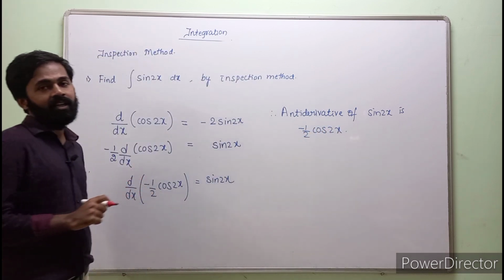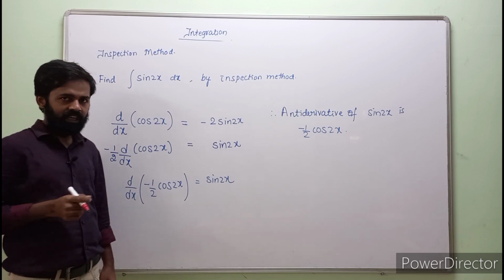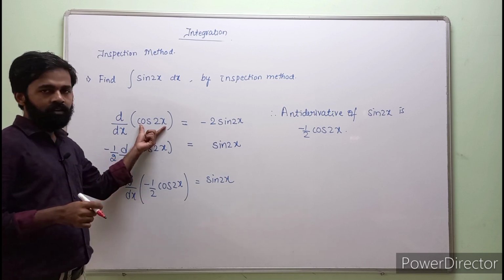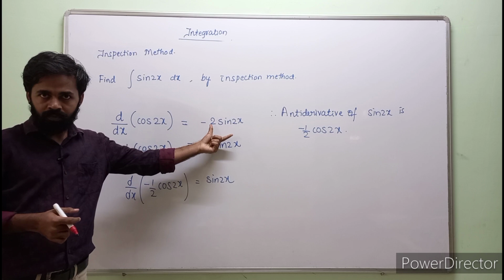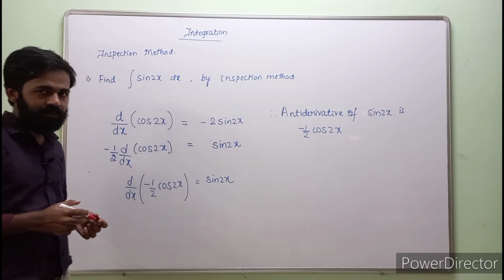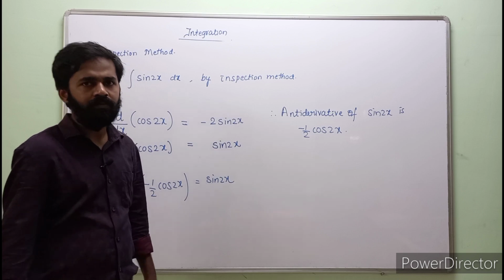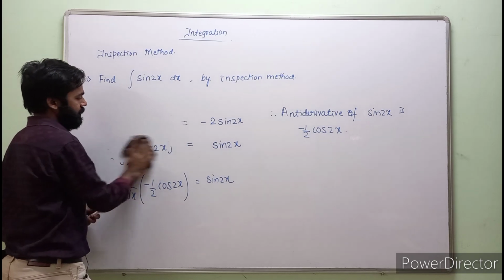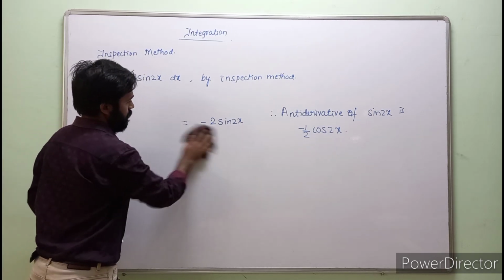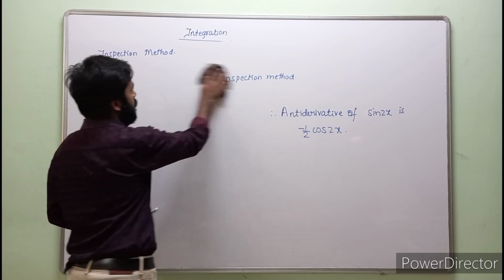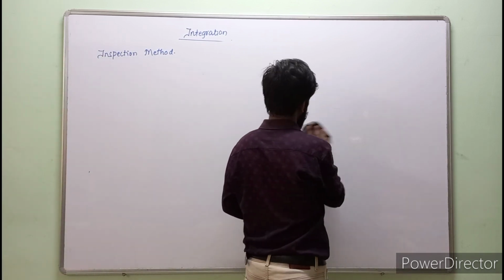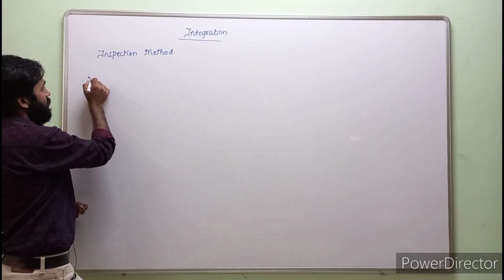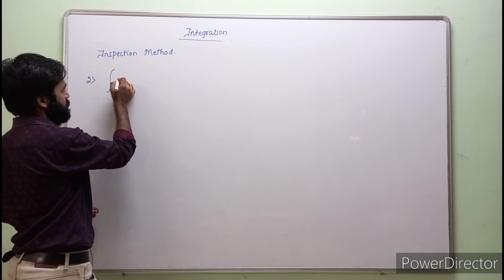So this method is called the inspection method. We are inspecting, or searching for a function to differentiate so as to get this given function. Right? So this method is called the inspection method. Let's see a few more problems based on inspection method. Let's solve one more problem based on inspection method.